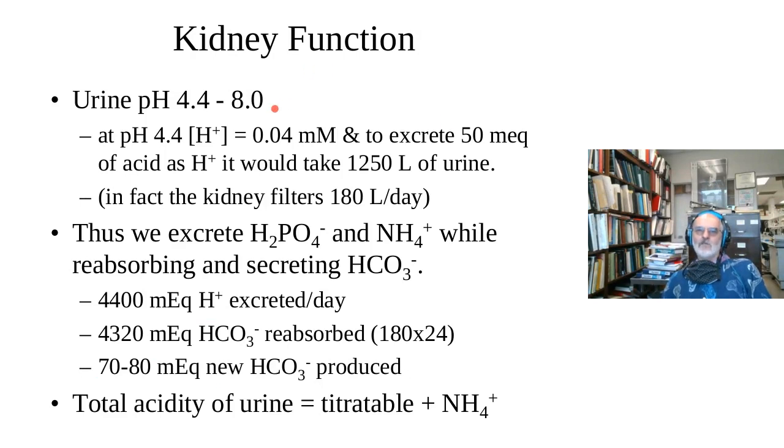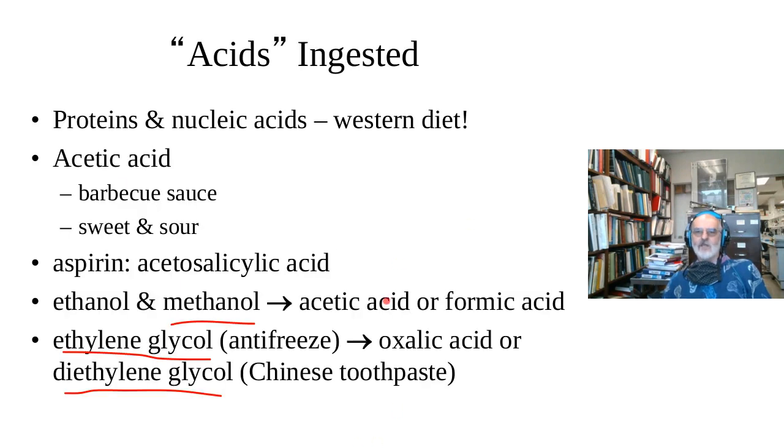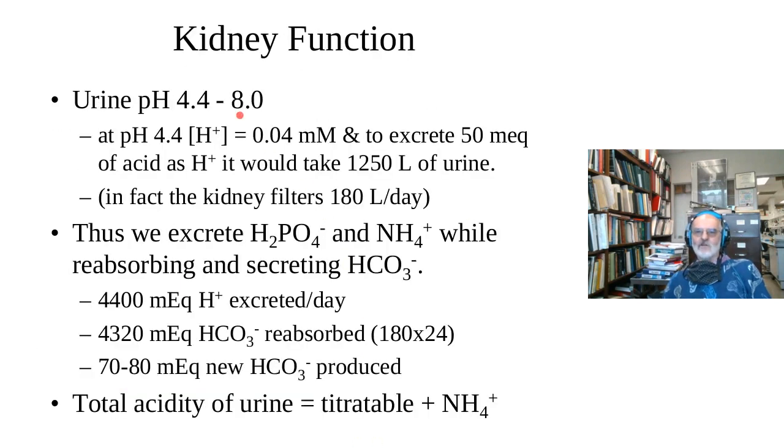Generally, the urine that we excrete is either very acidic or slightly alkaline. All right. Now, at the lowest pH, 4.4, appreciate this is only 40 micromolar. This is only 0.04 millimolar. Okay. If we have to excrete 50 milliequivalents of something per day, this is not a very efficient way of doing it. We don't excrete pure acid directly.